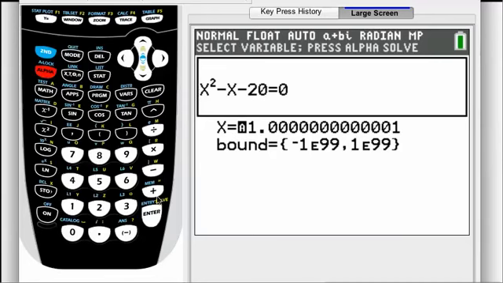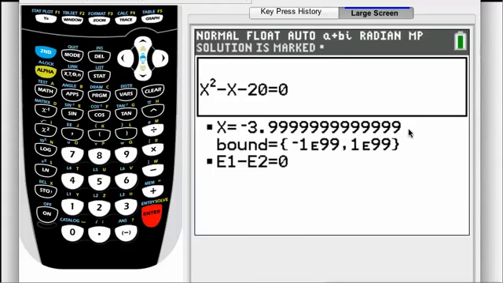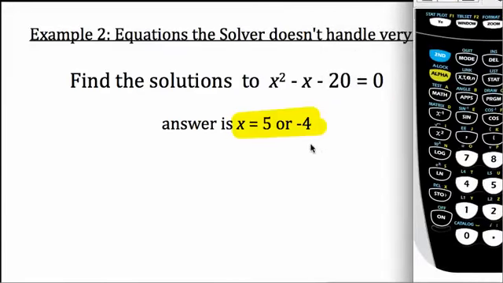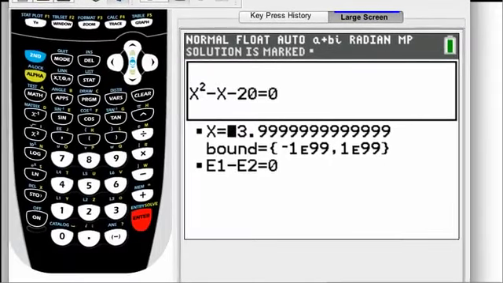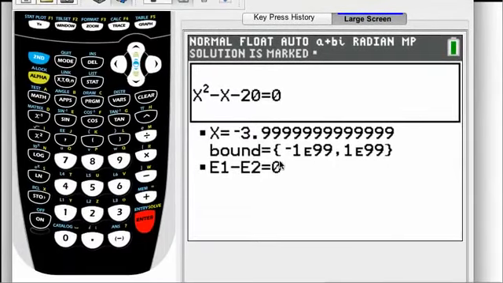Let's hit alpha enter, and it solves it here, -3.99. Once again, this is round-off error due to the internal circuitry of the calculator. So that is -4. Yeah, that was one of them. But where's the 5? Okay, well let's see what we can do here. The bound is two numbers, the lower bound and the upper bound, and we can tell the calculator, hey, I only want you to check the positive numbers, because the other answer is 5.